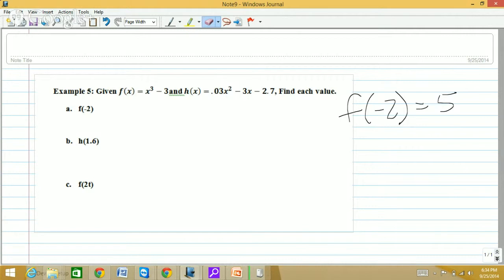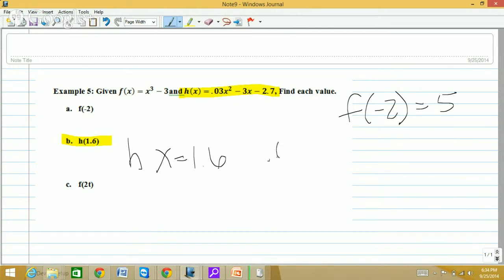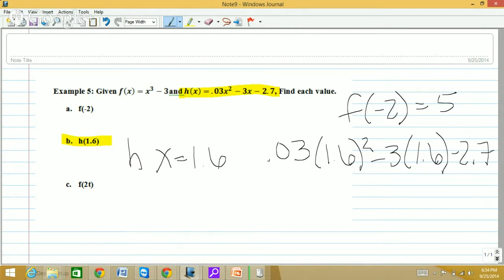So let's do the next one. So now I'm going to do H. Again, don't freak out at this notation. It's telling me to use the formula H. Well, that's this one. And it's telling me in that equation, make x equal 1.6. So here we go. We say 0.03 times 1.6 squared minus 3 times 1.6 minus 2.7.